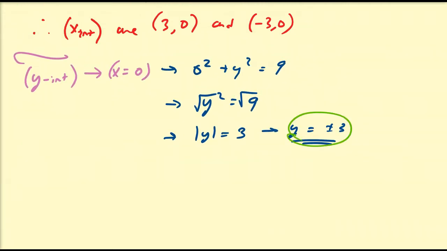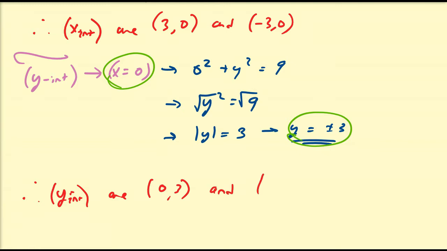So we have y is equal to plus or minus 3 and x is equal to 0. So that means the y-intercepts are, so the x value is 0, (0, 3) and (0, -3).